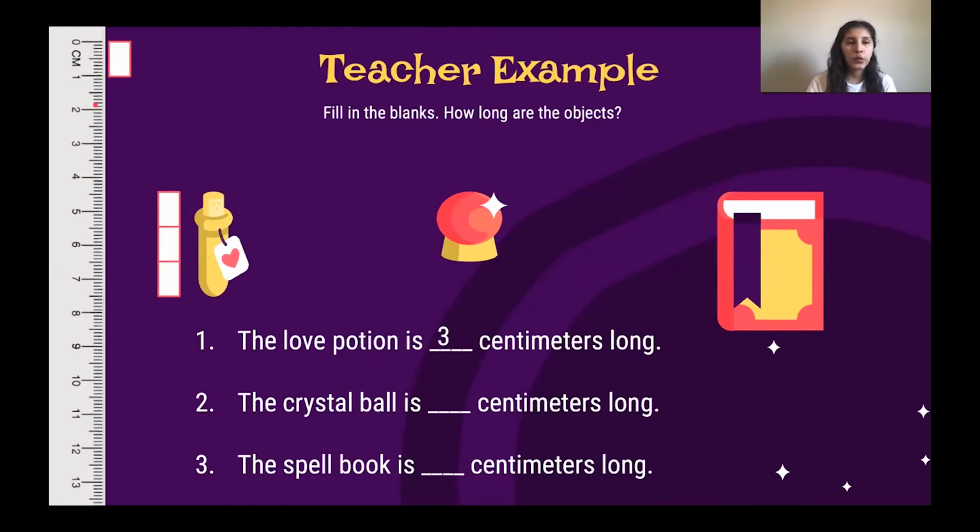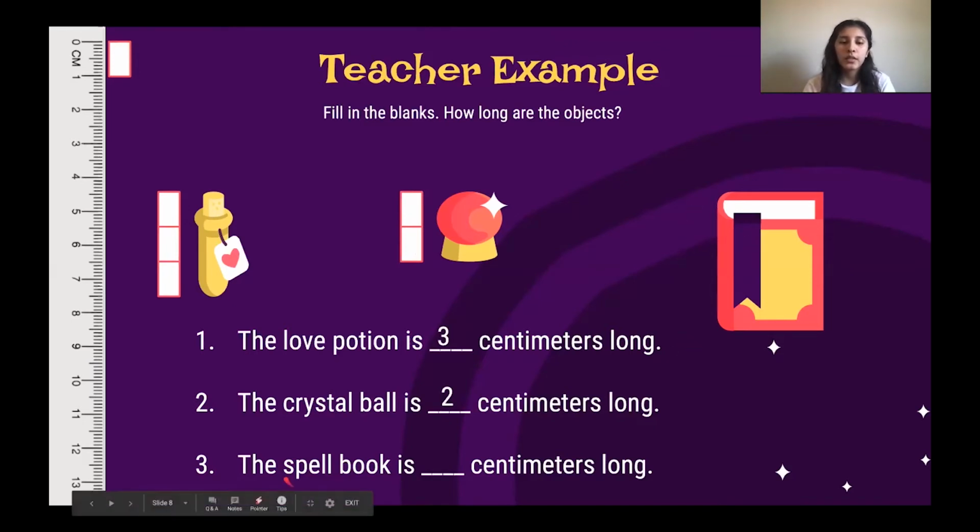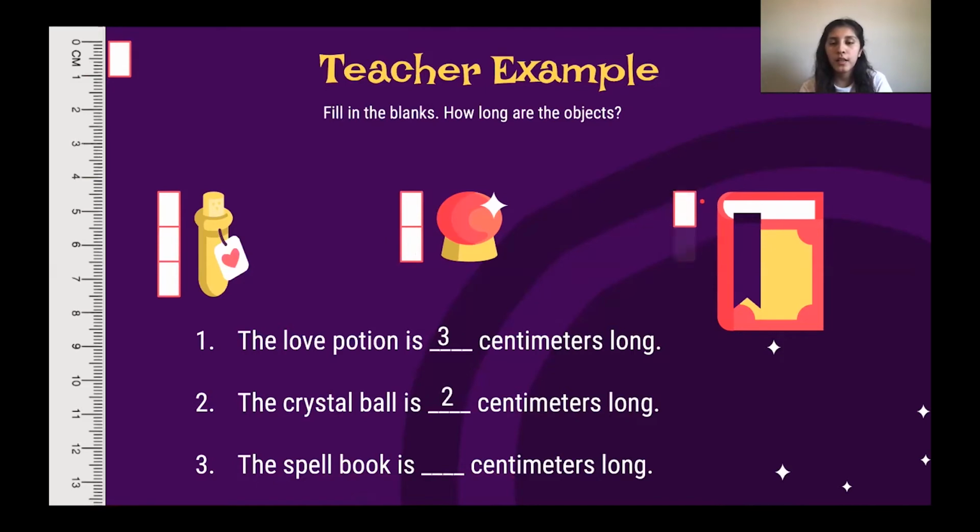Right, now let's use the centimeter again. Just 1, 2. It's right at the end points, right here and right here. So the crystal ball is 2 centimeters long. And then right here we have the spell book. So it says the spell book is blank centimeters long. So let's go ahead and measure it. So it's 1, 2, 3, 4. 4 centimeters long.